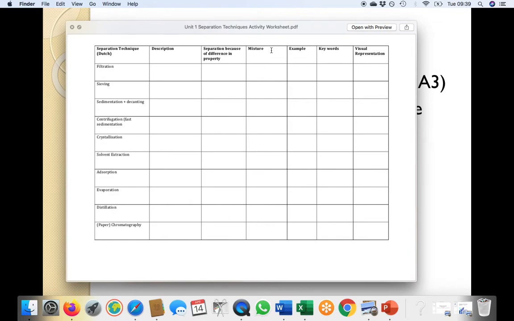So which kind of mixture? I'll be talking about some examples, and then for each separation technique there will be a number of keywords important. So list these, and then you can make a drawing or a visual representation of this separation technique. And you can also write down the Dutch name, as this will come back in the upper grade, but very, very briefly. And so that's why it's important we do it now.